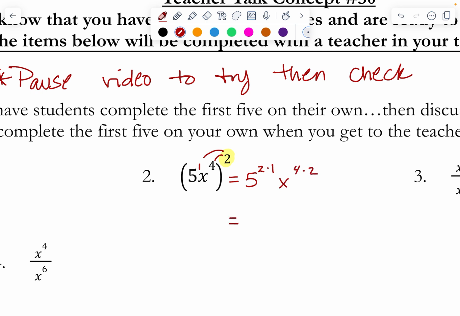Now if I simplify that further, this becomes 5 to the power of 2 and then x to the power of 8. Now I can go one step further and simplify 5 to the power of 2 gets me 25, and x to the power of 8 I can't simplify any further. So this is our completely simplified answer.